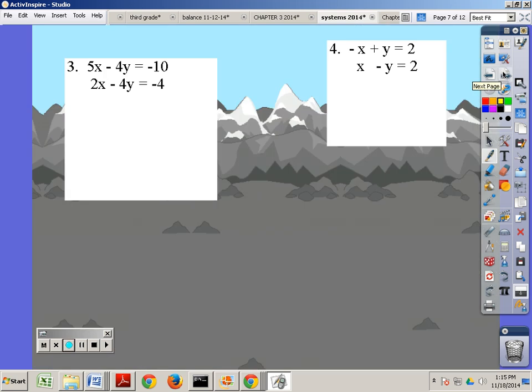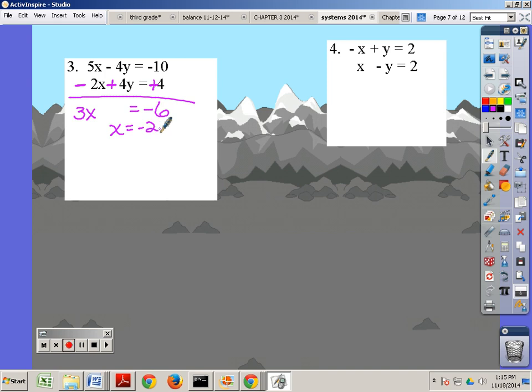Okay, so now here we have 2 more examples. So we can tell if we just add these, we're going to get 7x negative 8y. So neither one is dropping out. So that tells us we need to multiply or divide by a negative 1. So I'm going to change all my signs on the bottom. Doesn't matter which one. Change, change. Now when I add them, 3x, my y's are going to drop out, and I'm left with negative 6. 3x equals negative 6, so x equals negative 2.